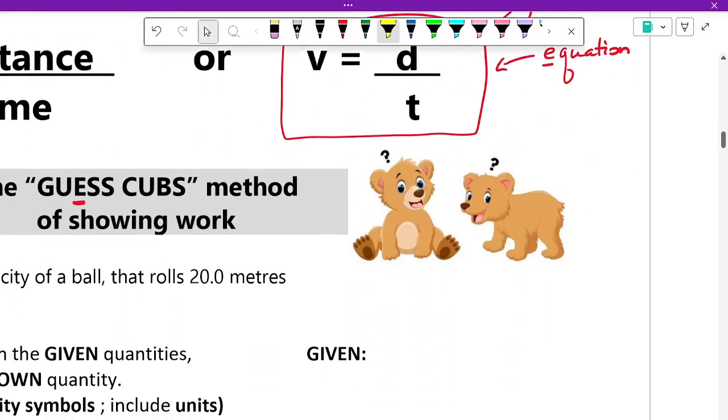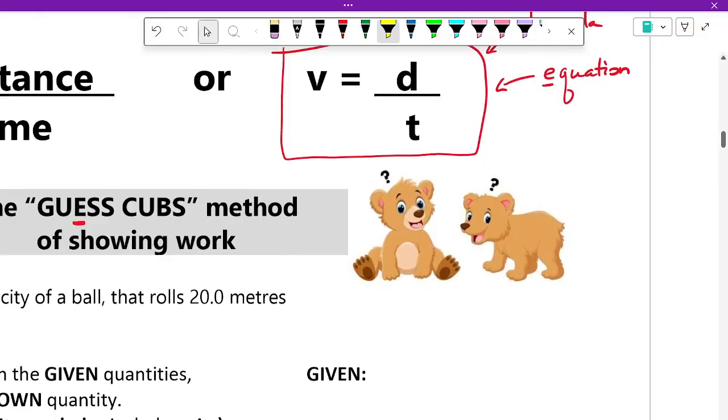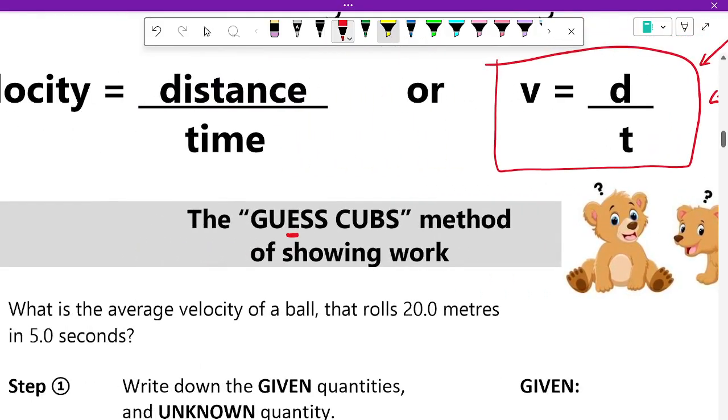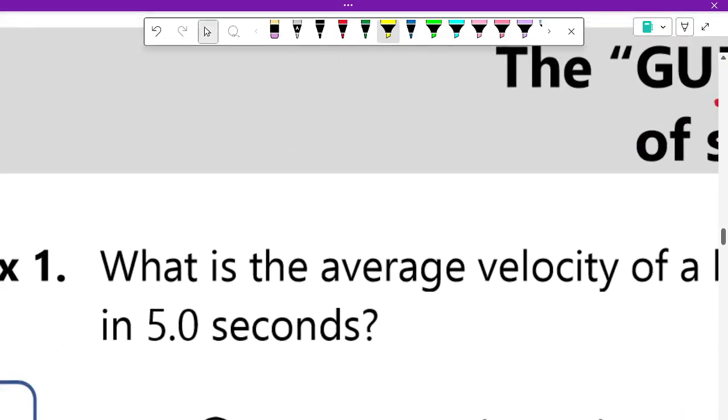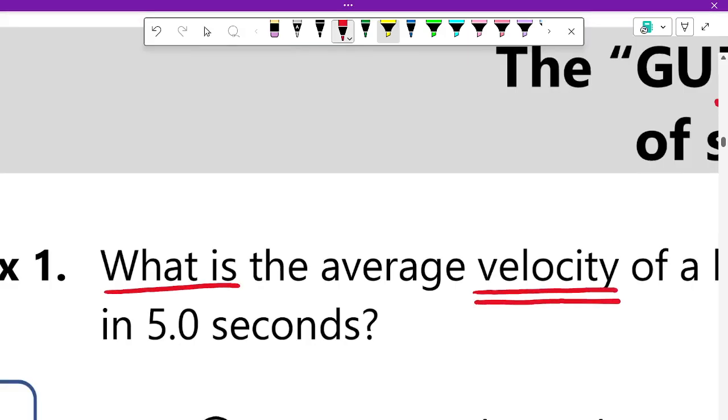And now we're going to do a word problem. What is the average velocity. So whenever you have the question word, question quantity, that is what we call our unknown. Because it's like, what is it? I don't know. It's unknown.